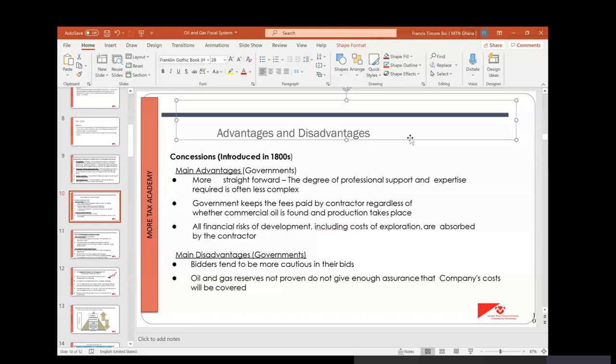Because if it is not enough to cover your cost, everything that you have done is just going to be payment to government. Is that okay?